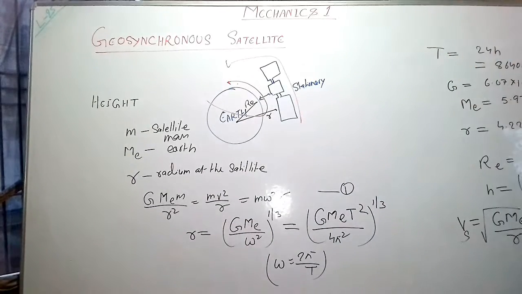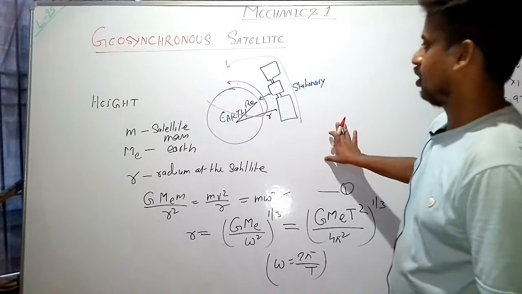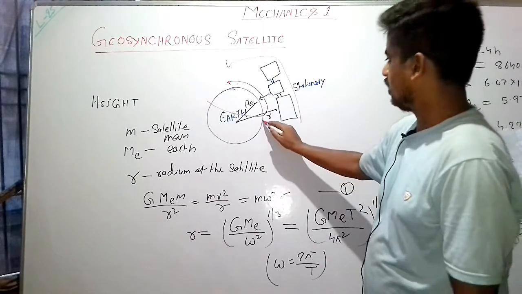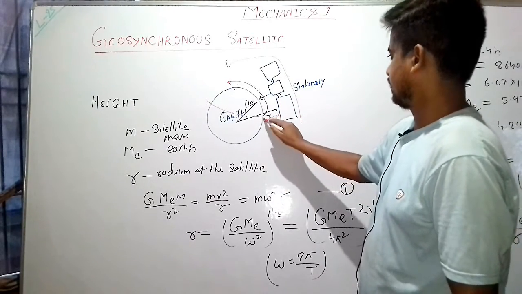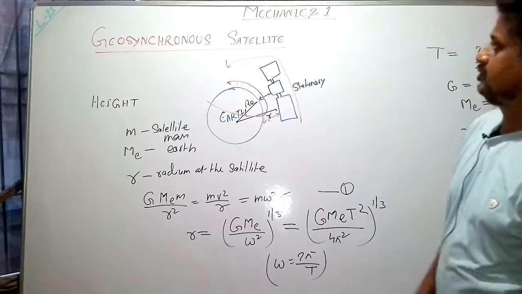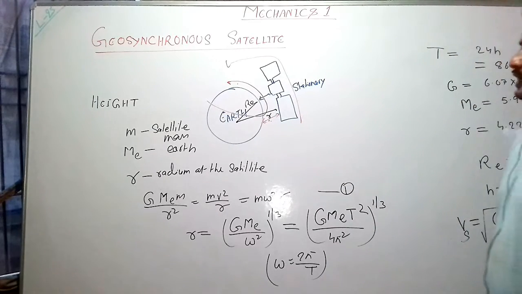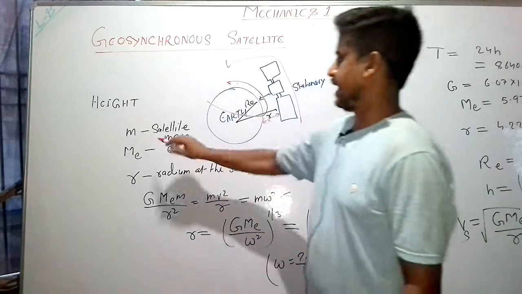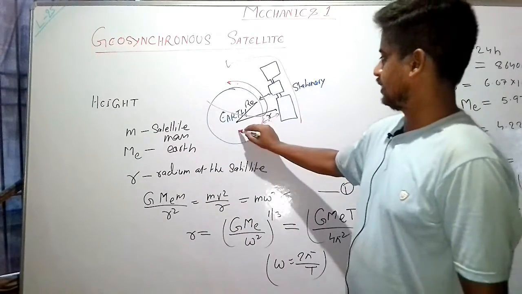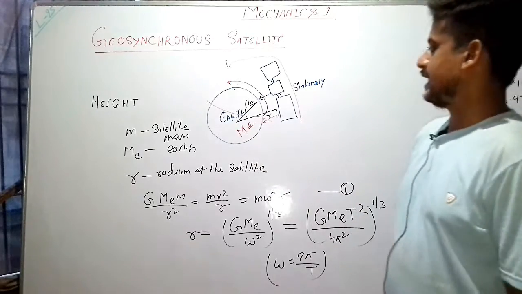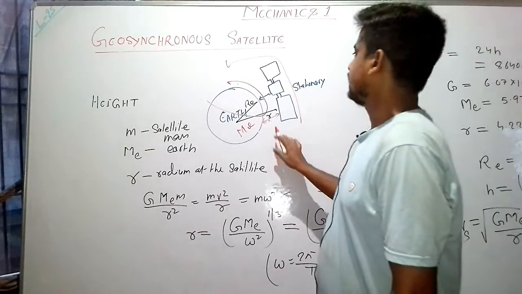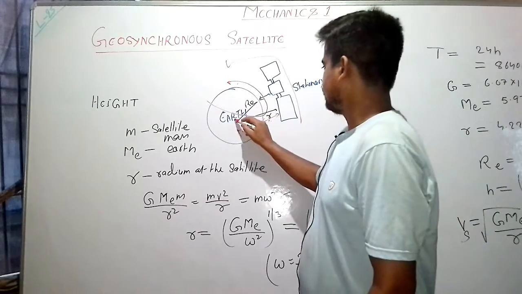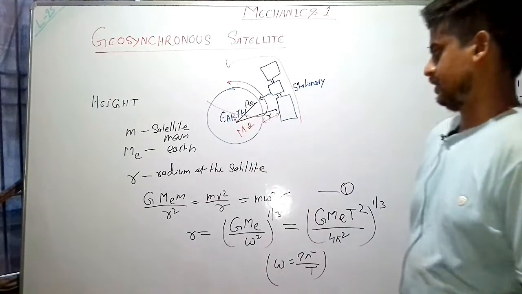Now we are going to calculate the height of the geosynchronous satellite from the Earth's surface. What is the height of the geosynchronous satellite? Assume that the mass of the satellite is m, the mass of the Earth is me, and the radius of the satellite's orbit is r from the center of the Earth.